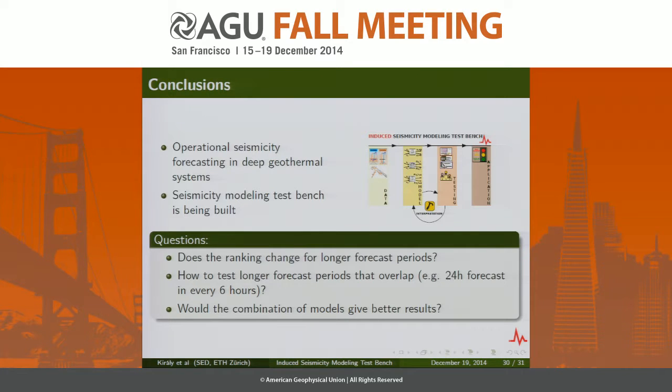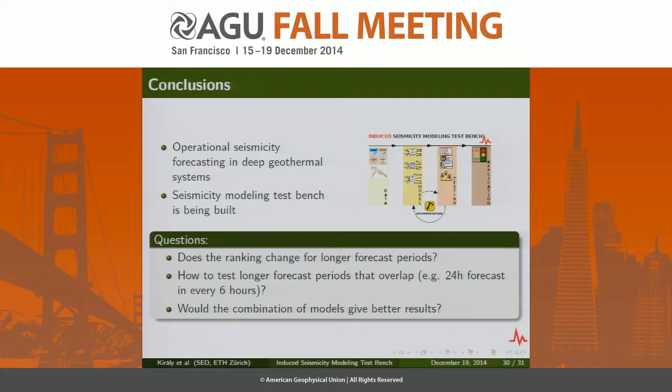So, coming to the conclusion, you've seen that we'd like to develop operational seismicity forecasting in deep geothermal systems, but for the moment we have more questions than answers. For instance, does the ranking change for longer forecast periods? For the moment we took only 6-hour forecast periods, but what can happen for longer periods, for instance 24 hours or even longer?